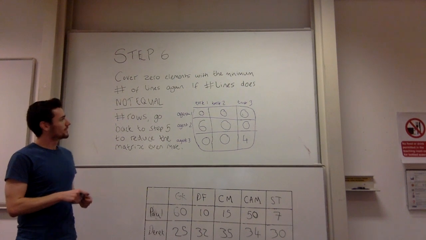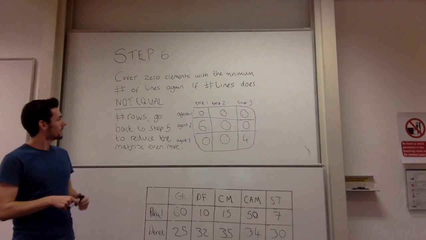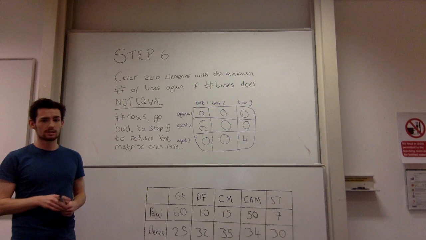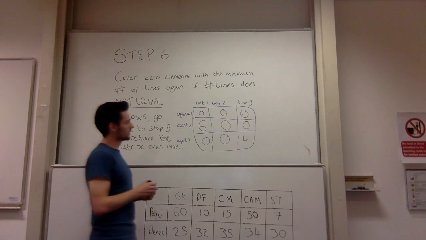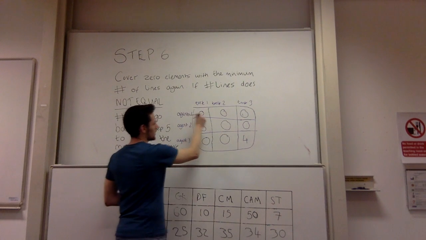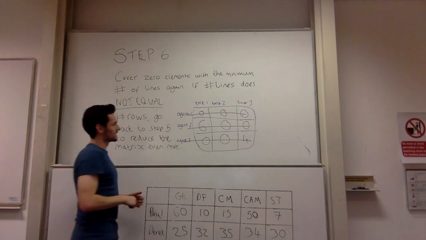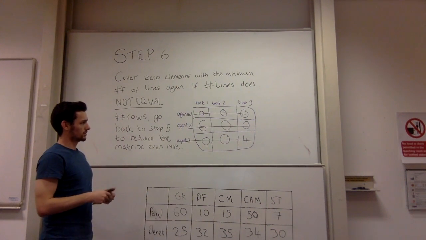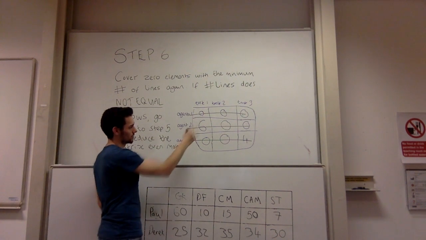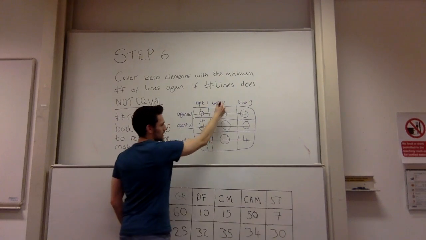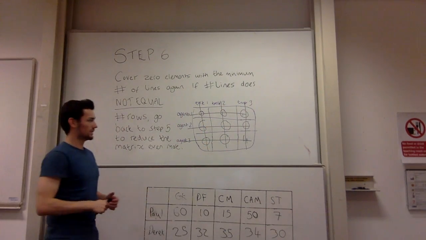For step 6, we have to cover the 0 elements with a minimum number of lines again. If the number of lines do not equal the number of rows, then we have to go back to step 5 to be able to reduce the matrix even more. In our example, we can cover the matrix with 3 lines. This means that these 3 lines equal the number of rows, 3. However, we can also use a different scenario where instead of those 3 lines, we can go 3 lines down the columns, as this also covers all the zeros.